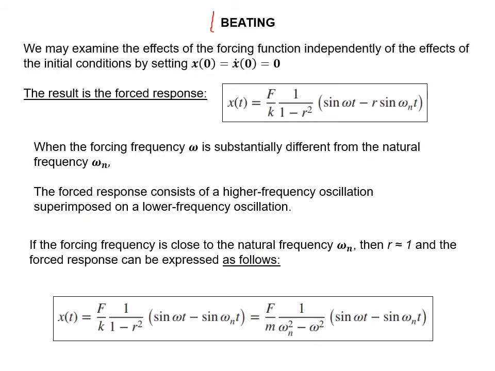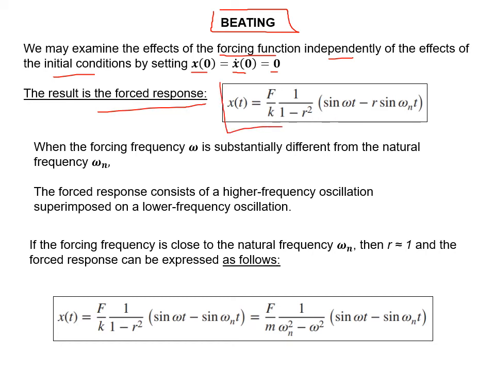So we take a look at the application for beating here. We note that we can examine the effects from the forcing function independent of the effects of the initial conditions if we set x of 0 equal to x dot of 0 equal to 0. So now the result is the forced response.